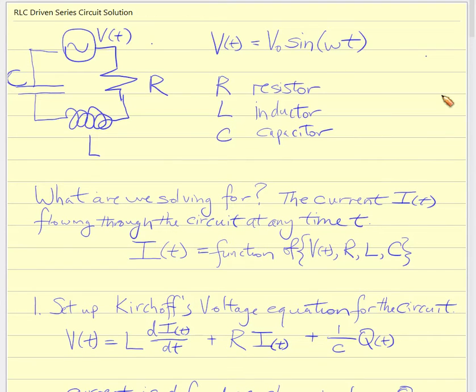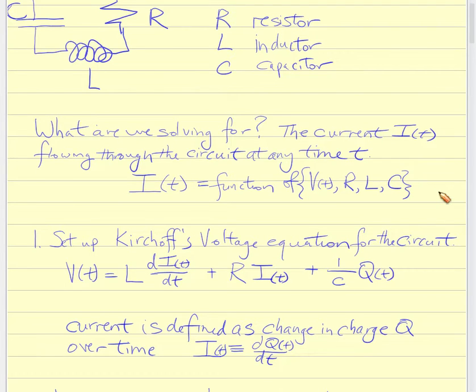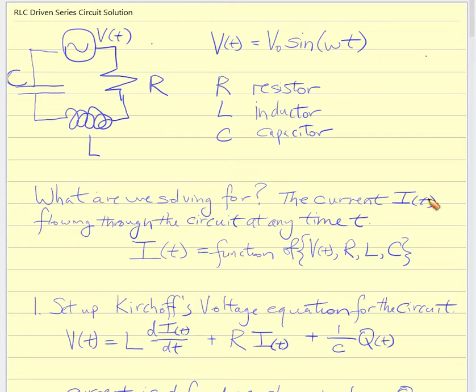So what do we mean by solution? What are we solving for? Well, like I said, that's the current. It's the amount of charge flowing through any part of the circuit per unit time. That's denoted by big I of t. And so we're going to solve this differential equation that we're going to set up. And so I of t is going to be dependent on what we choose for V of t, R, L, and C.